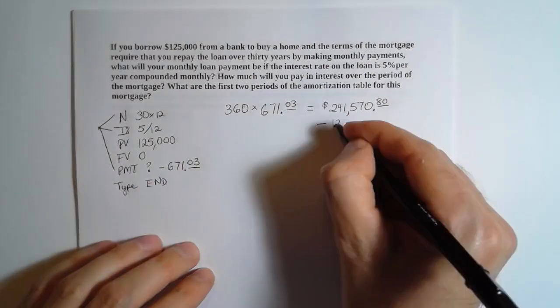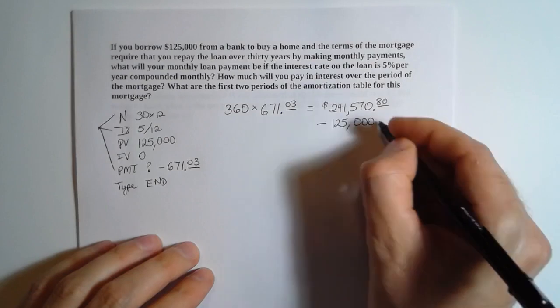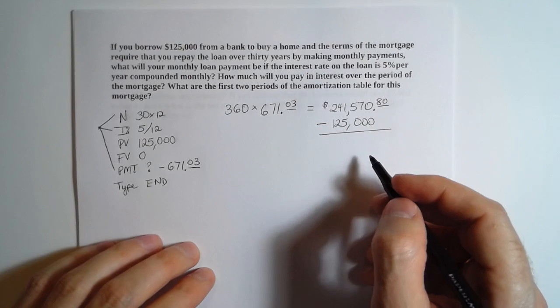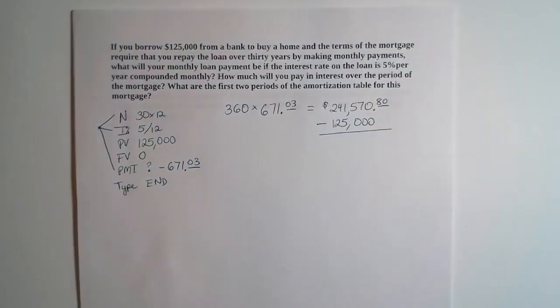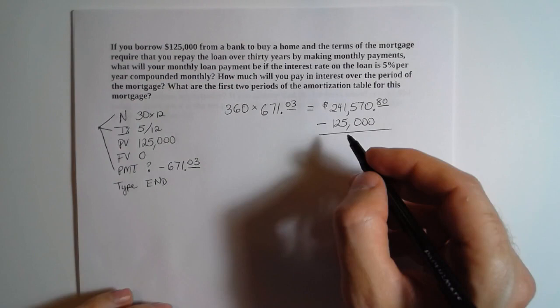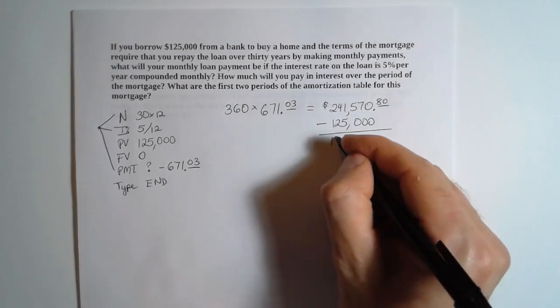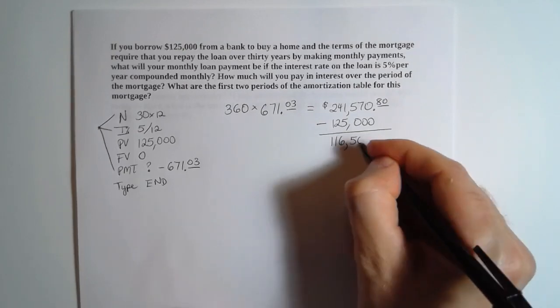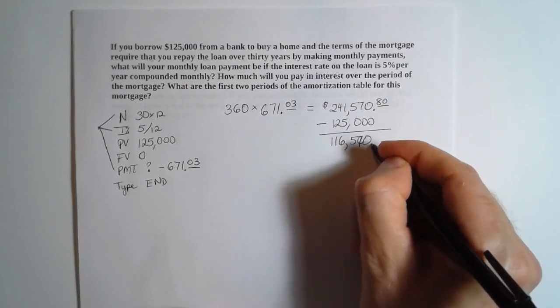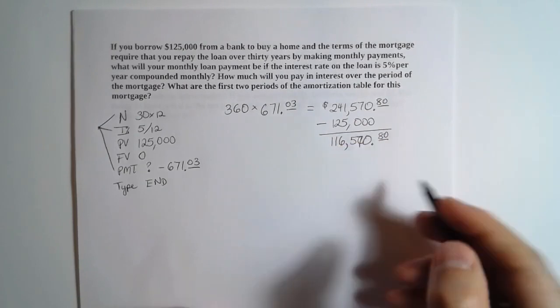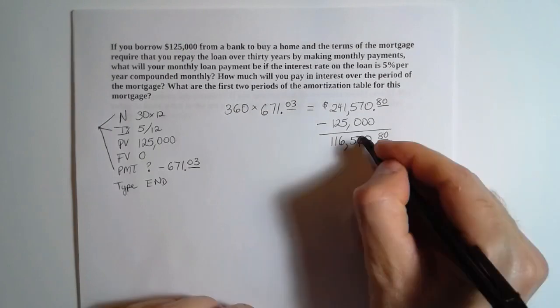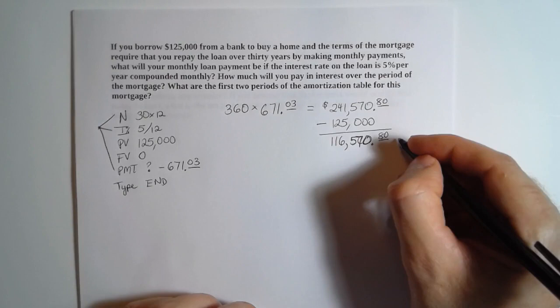So if I subtract the $125,000, then what I should be left with is the amount that actually went to pay interest. So at this point, I recommend that you pause the video and work out that number and see how you do. Alright, so if you pause the video and work that out, what you should have gotten was $116,570.80, and this is the interest amount.